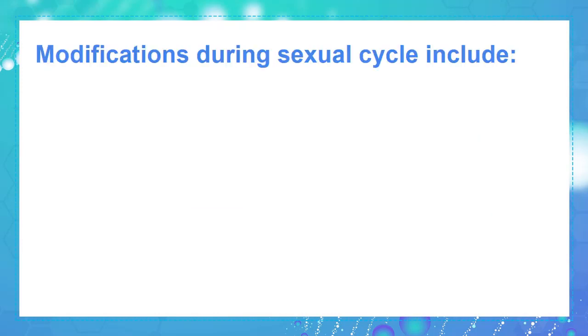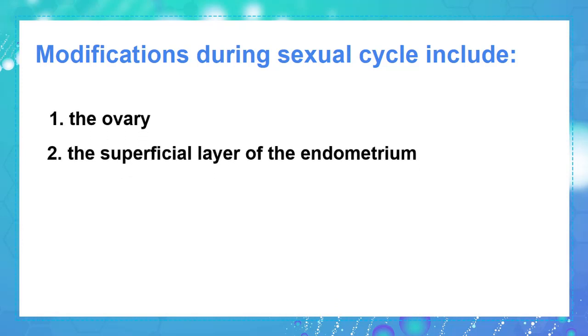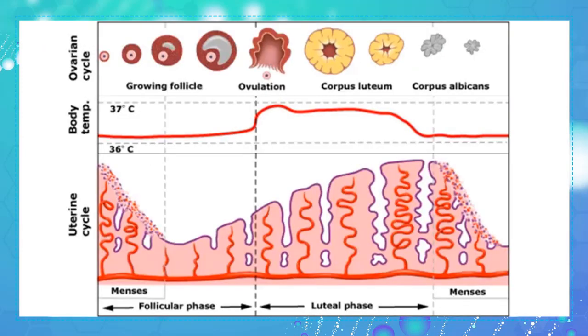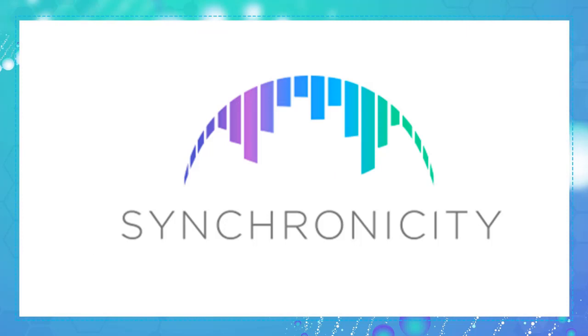To sum up, in this document you have learned about the modifications that a female experiences throughout her cycle. These modifications include the ovary, the superficial layer of the uterine wall, the cervical mucus, the superficial layer of the vaginal wall, and the body temperature. All modifications listed above occur in a cyclic manner. That means they are repeated every month. Although these modifications occur in different organs, they are parallel to each other, so we say these modifications are synchronized.